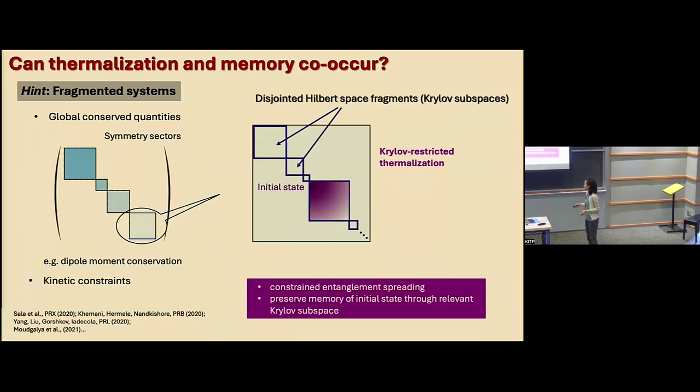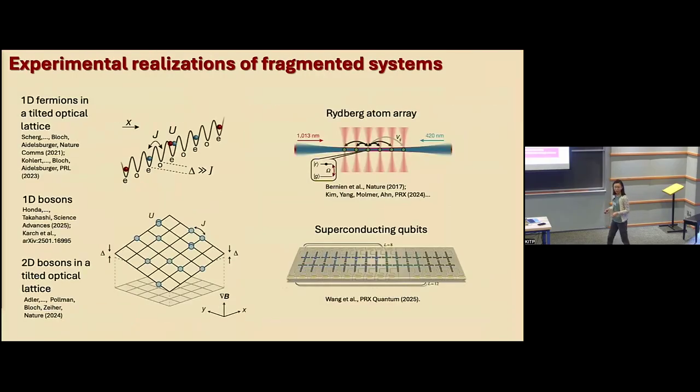Okay, in general, if you want to effect these fragmented models, you want to impose kinetic constraints. And actually, a lot of the pioneering work on experimentally realizing these fragmented systems was done in Munich in the group of Emanuel Bloch and Monika Aidelsburger, with initially 1D fermions in a tilted optical lattice. Basically, you have this hopping, tunneling that's allowed between the different sites, but the hopping occurs in a way that actually conserves the center of mass.